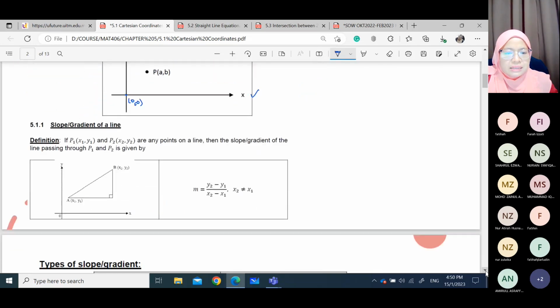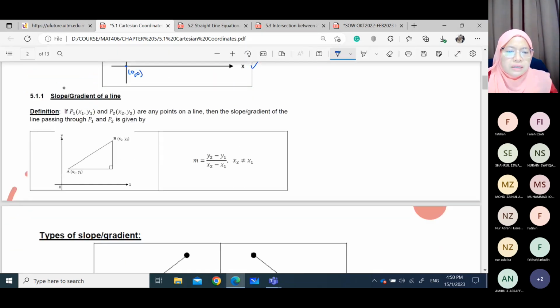Okay. So next in Cartesian coordinate we have slope ataupun kita panggil sebagai gradient. So apa maksud slope or gradient? So look at this definition. If P1, so P1 is a point 1, as x1, y1 and p2, x2, y2, any points on a line, then the slope or gradient of the line passing through p1 and p2 is given by this one. So m is a slope. So how to find slope? We have this formula, which is y2 minus y1 over x2 minus x1, where x2 does not equal x1.